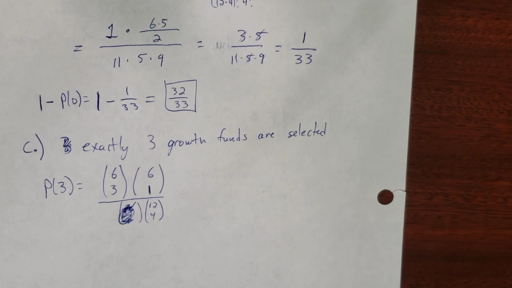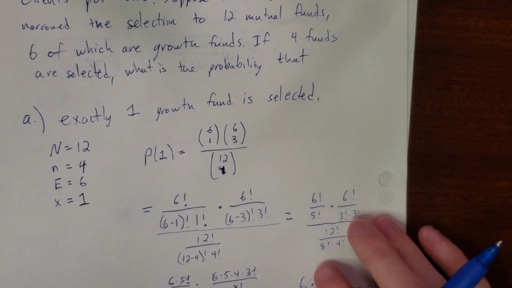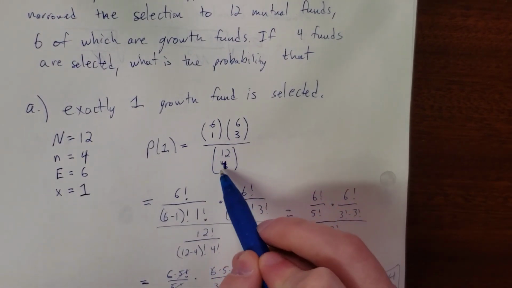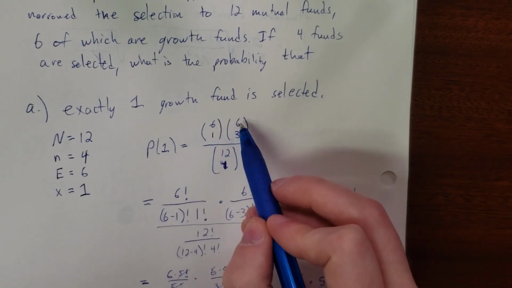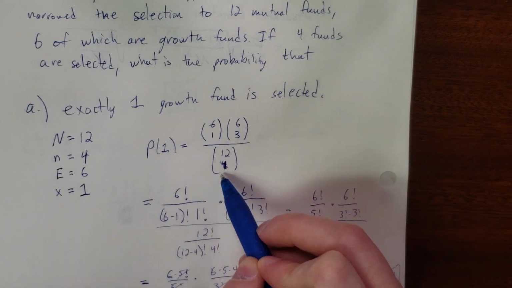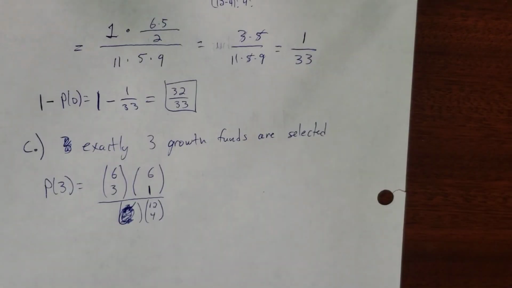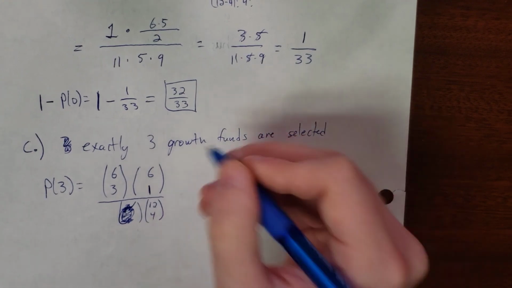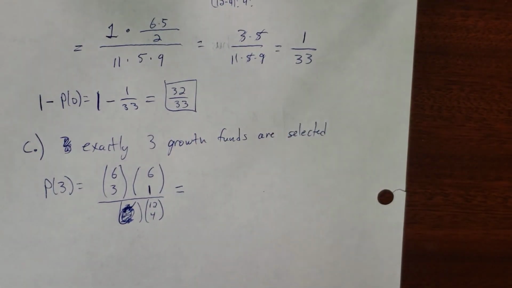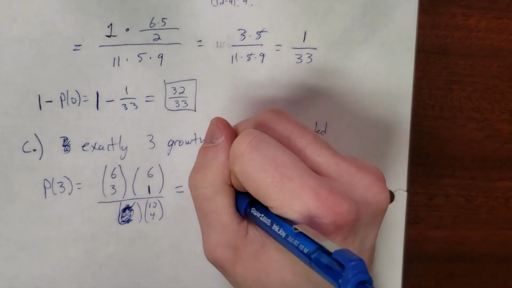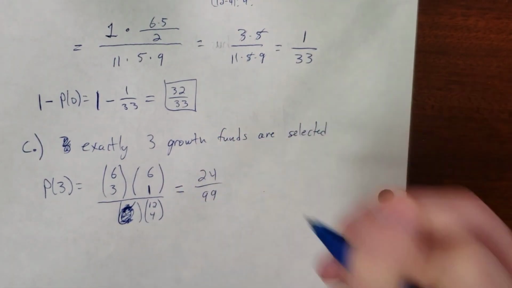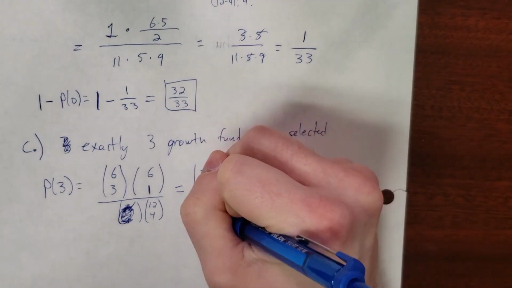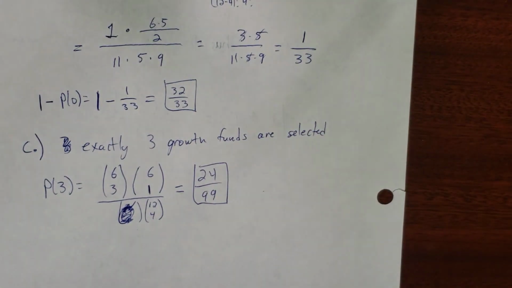Okay, well, I would like to point out, I will move this paper back, but that's actually exactly the calculation we did in the first problem, right? We had 6 choose 1 times 6 choose 3 over 12 choose 4. Right, we have 6 choose 3 times 6 choose 1 all over 12 choose 4. So that turns out to be the exact same as the previous problem, or as problem A. So that is 24/99. And we are done. And that's it for section 5.5, hypergeometric distributions.